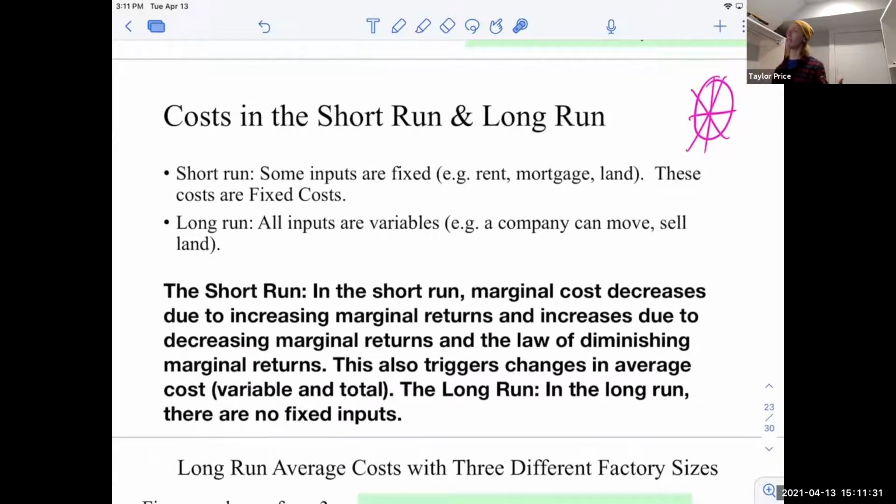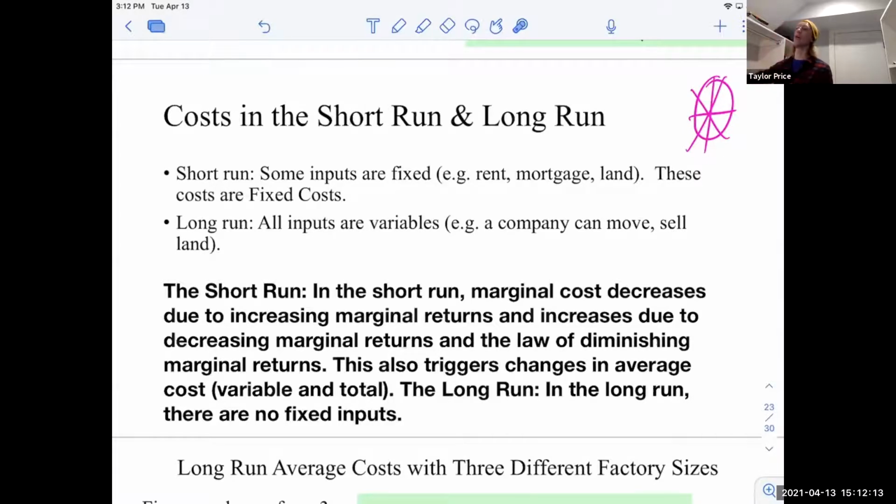Okay, but of course it's not that simple. We have differentiation again. In this differentiation, it's between the short run and the long run. Really what I'm talking about here is the difference between a short period of time versus a long period of time. In the short run, it's really important to remember that some inputs are fixed. Like we have things like rent, mortgage, land, those things are fixed costs. If your business shuts down, you cannot stop paying those costs because they're fixed for some amount of time.